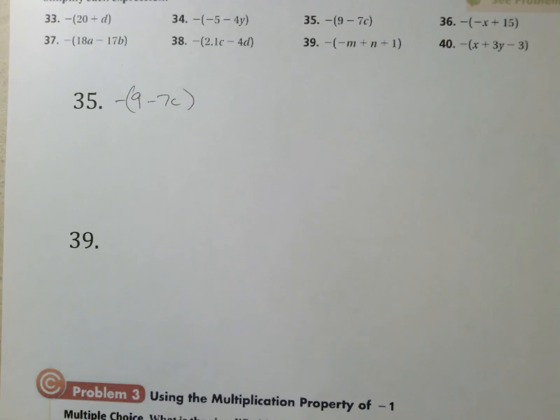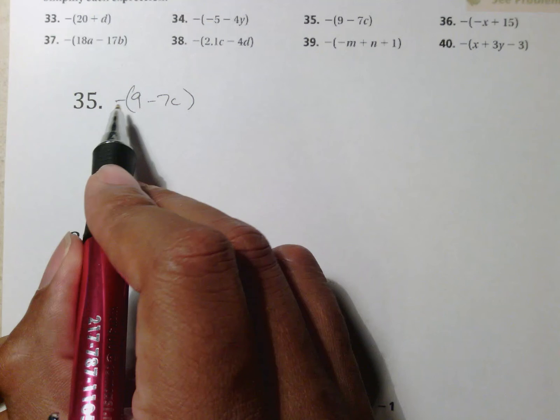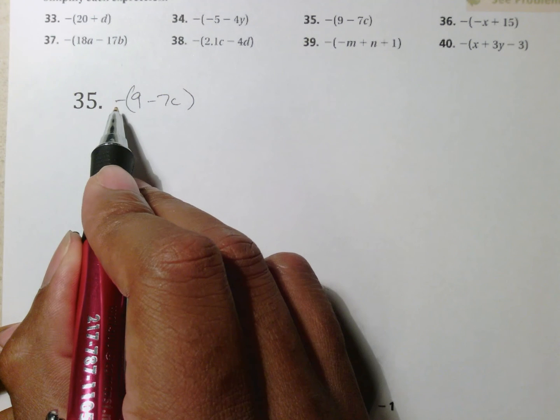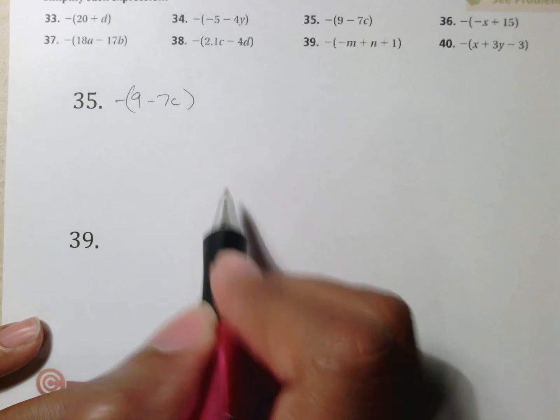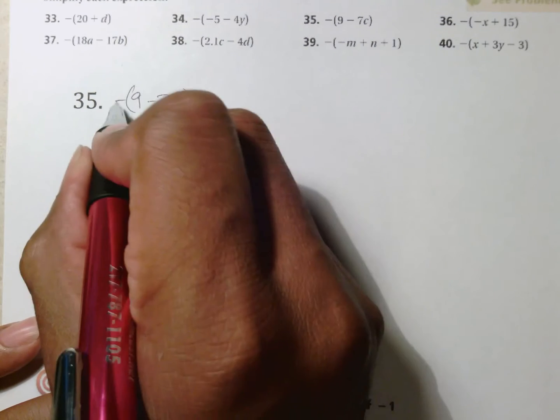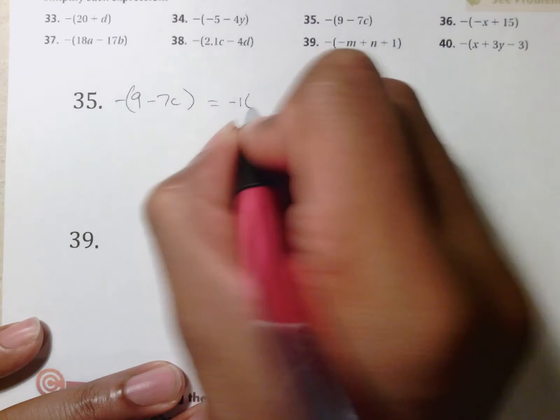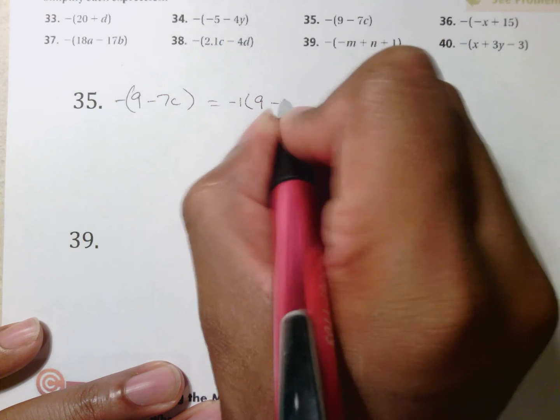Just make sure you understand what the process is, because in all honesty, remember that the negative means opposite of, so you're simply taking the opposite of 9 and the opposite of negative 7c. But again, what the book does is when they see a negative, they put a negative 1 on the outside of that to give us an actual number to work with.